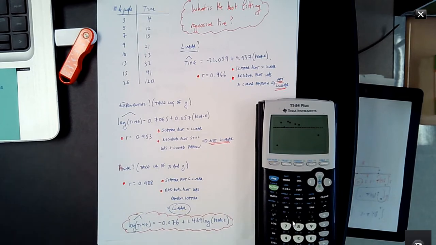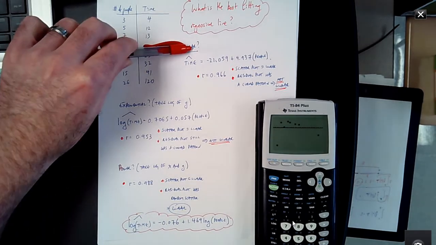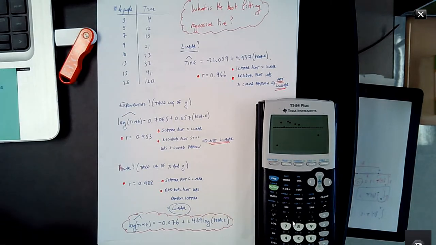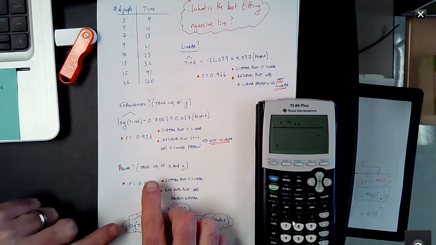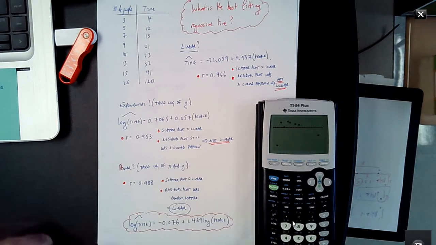All right, let's finally look at power now. We know it's not going to be linear. We know it's not going to be an exponential transformation. Let's see if a power transformation will work, and that's where we take the log of x and y.